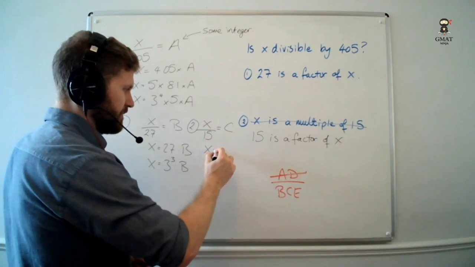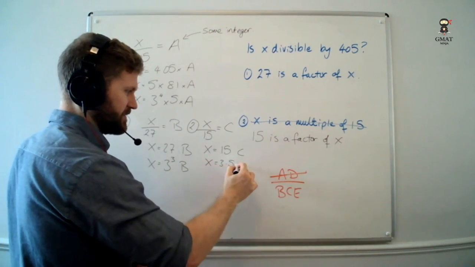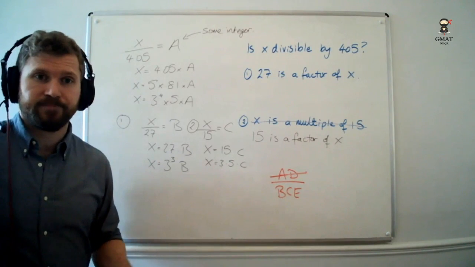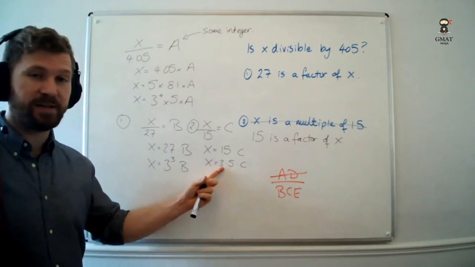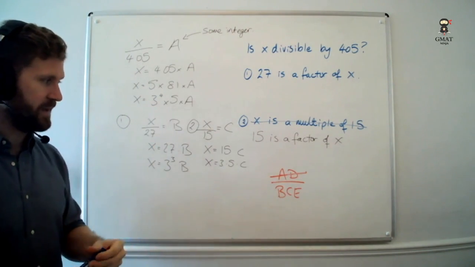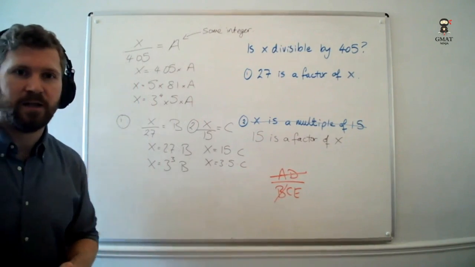Well, that tells me, cross multiplying, x is 15 times c, or x is 3 times 5 times c. Now, on its own, it's clearly not enough. I know I've got a 3 in it, I know I've got a 5 in it, but I need a 3 to the 4 and a 5 in it. So piece of information number 2 does not give me enough.